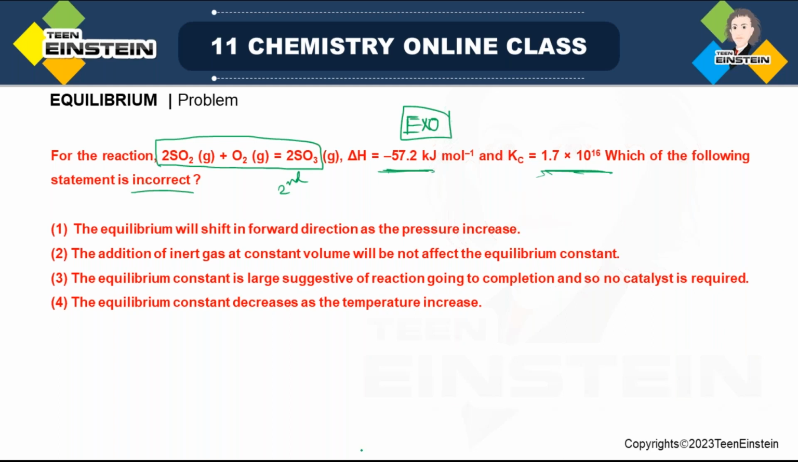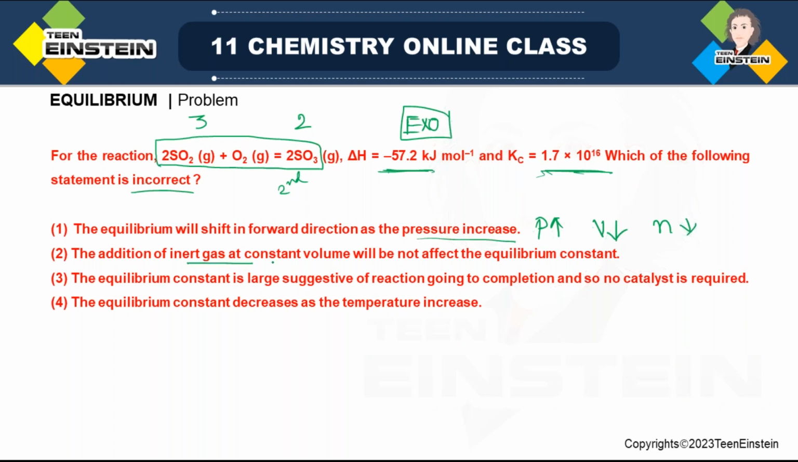So come to the statements one by one. The first statement is saying that equilibrium will shift in the forward direction as the pressure is increased. Now here on the left hand side we have 3 moles, and here we have 2 moles. So obviously if you increase the pressure, the equilibrium will shift towards the forward direction, because the volume is less. Pressure high, volume less, that means number of moles less, that side is preferred. So this statement is basically correct. This cannot be the correct option.